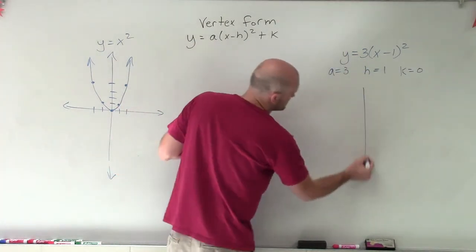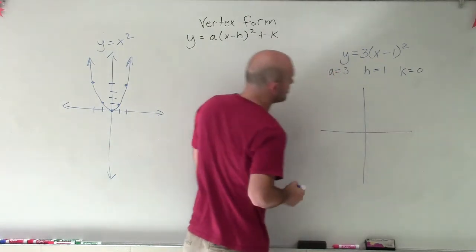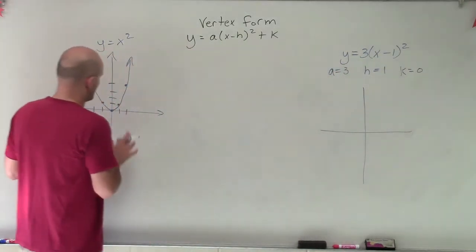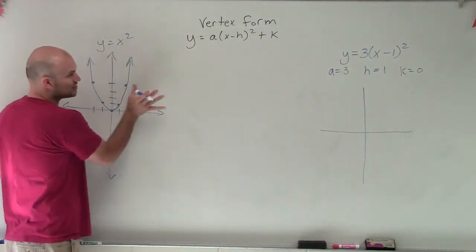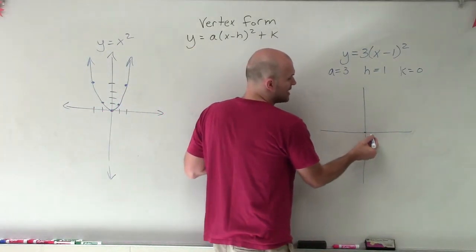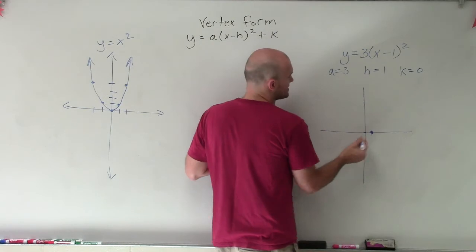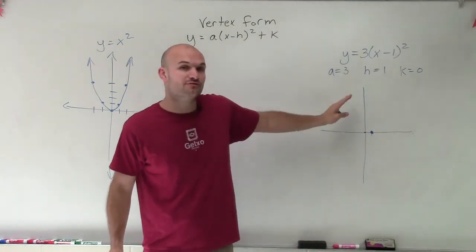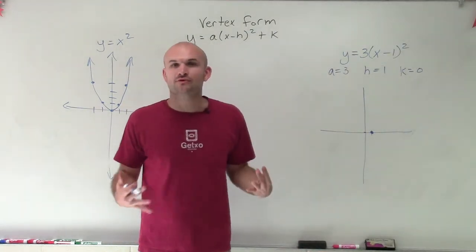So when I'm graphing this, it's important for us to look at this, and we're going to take our parent graph and just shift it over 1 unit to the right. So originally my vertex was at 0. Now I'm just going to shift it over 1 unit to the right. However, I have this dilation of 3, and I need to understand how that is going to affect my graph.